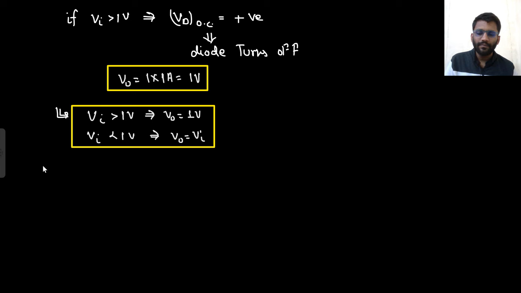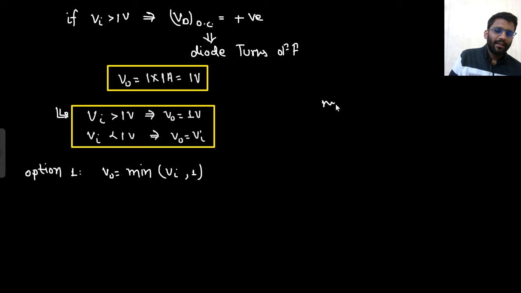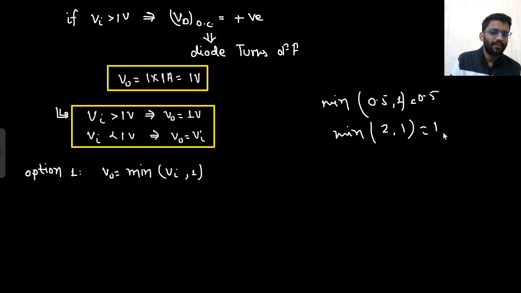Option 1. What was option 1? That V naught is the minimum of V in and 1. This was the first option. If I am writing minimum of 0.5 and 1, what will be the answer? Minimum of 0.5 and 1 is 0.5. Minimum of 2 and 1, what will be the answer? 1. I hope you know this, right? Minimum of 2 and 1 will be 1.